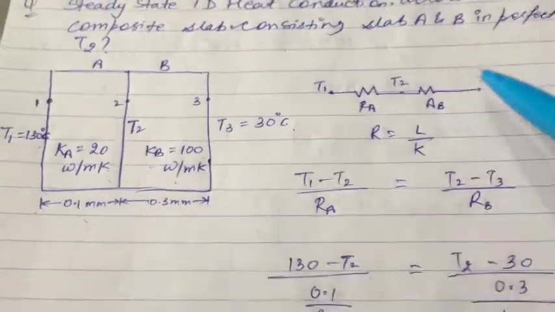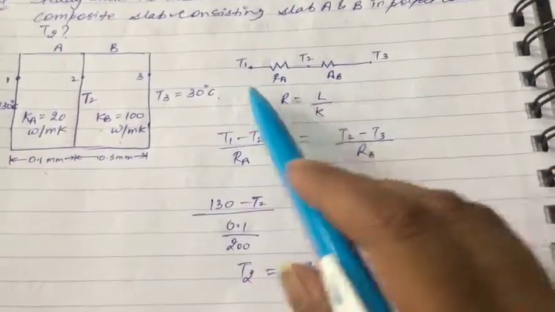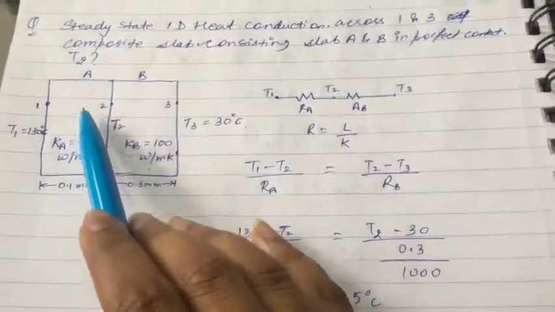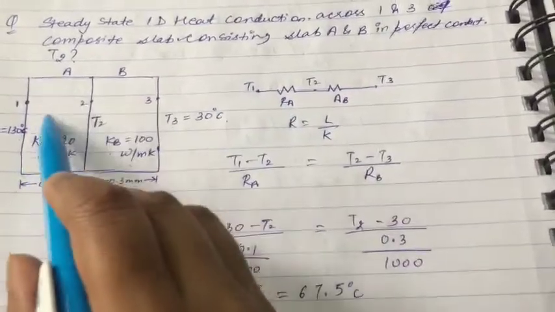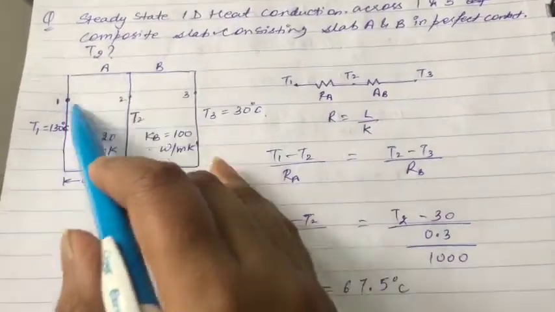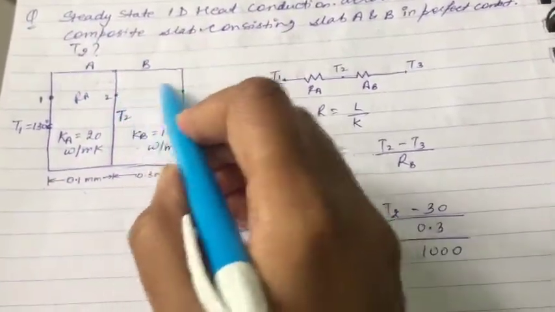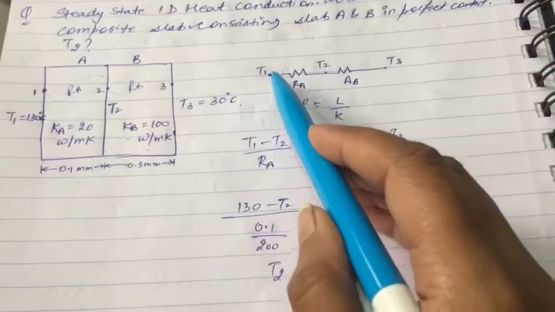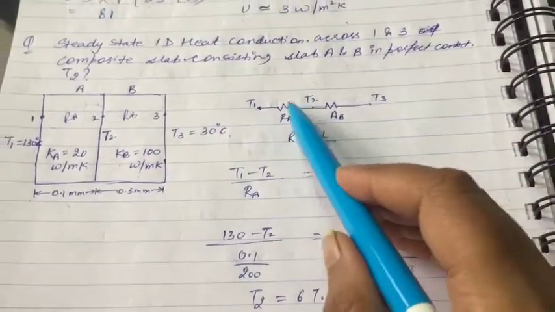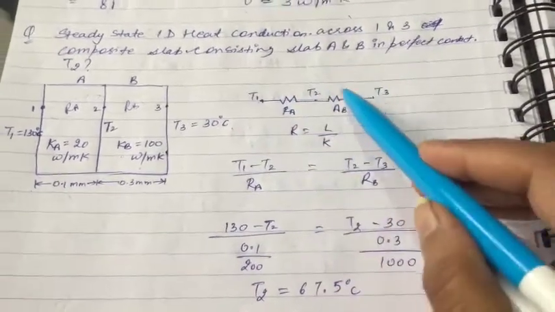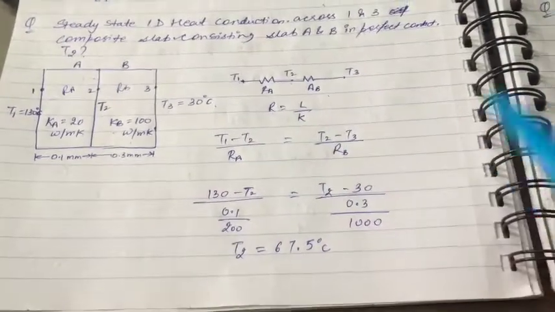So we are going to make this circuit diagram, our resistance diagram. For this slab we take the resistance as RA, and for slab B it is RB. So our circuit diagram would be T1, T2, T3. Resistance between T1 and T2 is RA, between T2 and T3 is RB. Resistance, we know, is equal to L by K.